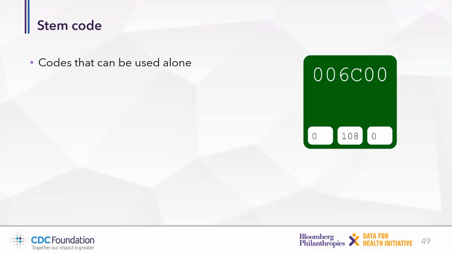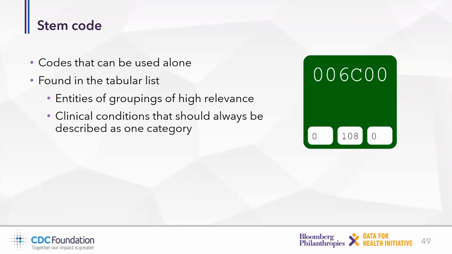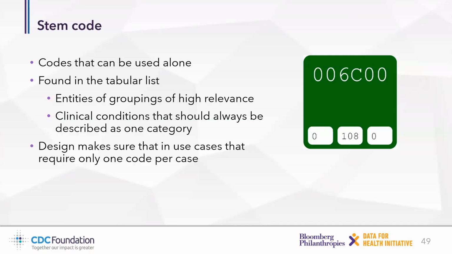Stem codes are the codes that can be used alone. They are found in the tabular list, and they are the entities of groupings of highly relevant conditions. The conditions having more relevance are represented by stem codes. And these are the clinical conditions that should always be described as one category. The design makes sure that in use cases that require only one code per case.